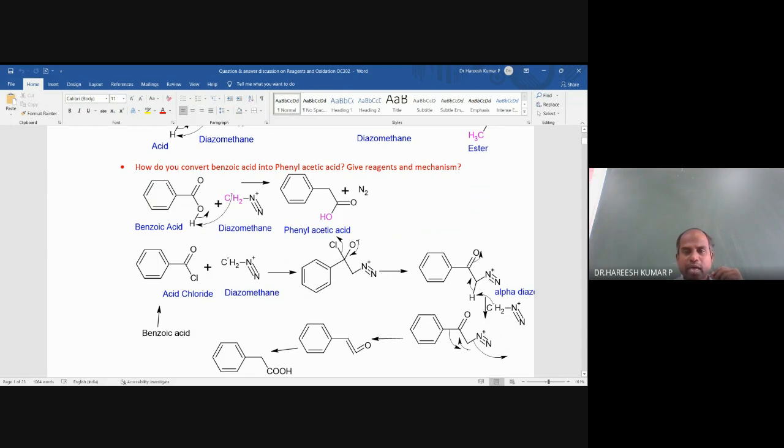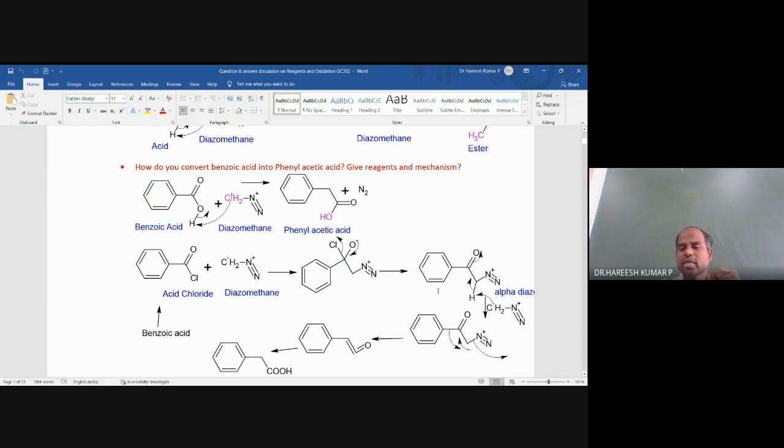Afterwards, the anion on the oxygen will come back. When this anion comes back, then this Cl is a leaving group, it will go out. Once the Cl is going out, the obtained compound is called alpha. This position is called alpha because this is the functional group and this is alpha. Alpha diazoketone is the compound.